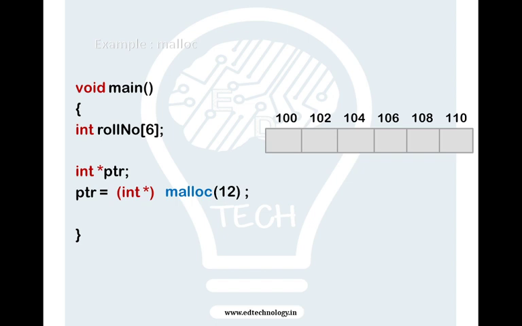Malloc is a method in C to dynamically allocate a single large block of memory with a specified size. Second thing, it returns a pointer of type void which can be cast into a pointer of any form. So that is what we are doing. We are converting it into a pointer, casting, and we are storing the value, right? So that's how malloc happens.